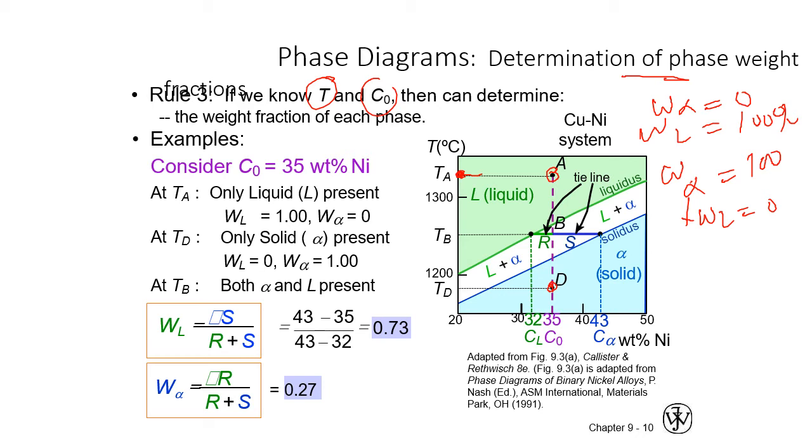But at point B, we have an interesting phenomenon. We have the liquid plus the solid. So how can you determine these? Well, for this, basically we use the lever rule, right? Lever rule.